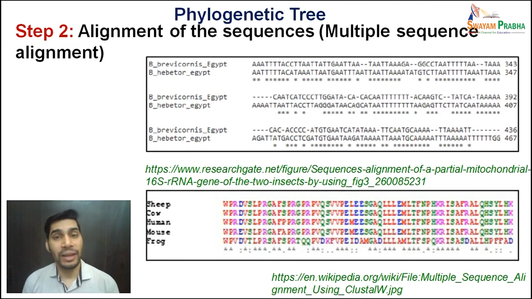Now in a phylogenetic tree, when you align the sequences for multiple sequence alignment, this is something which you see. What you can see here on this side is a nucleotide sequence alignment, whereas below this is a protein sequence alignment. Now what you can observe here is there are certain colors used here and there are certain symbols which are being used here. Now, what do these colors and symbols mean?